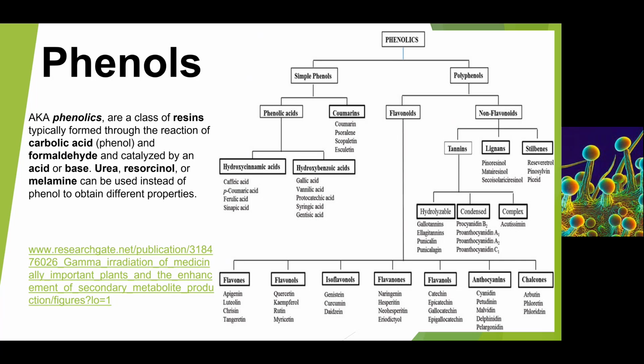All right, now we are finally to phenols. Phenols are also referred to as phenolics. They're a type of resin, and they form specifically through reactions of carbolic acid and are catalyzed by an acid or base. When the carbolic acid combines with formaldehyde or urea or resorcinol, I probably said that wrong, or melamine, you get all sorts of different kinds of phenolic products.